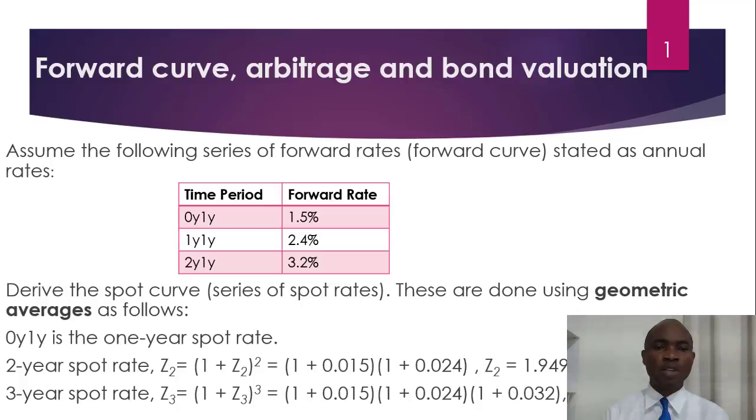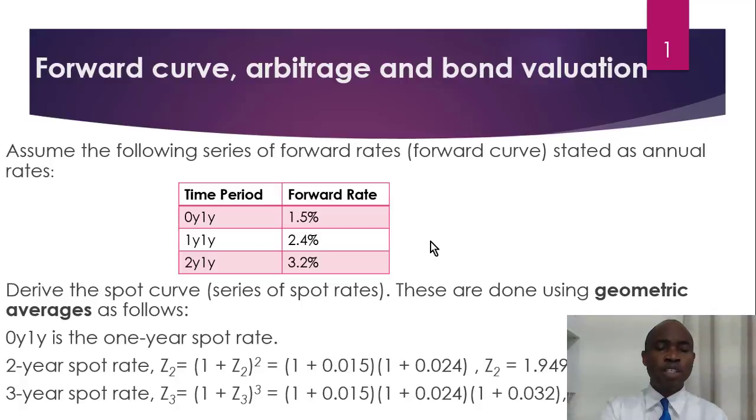Now let's say we have this table on the screen. Now you have the time periods and the forward rate. Here you have the 0 year, 1 year implied forward rate 1.5%, the 1 year, 1 year implied forward rate as 2.4%, the 2 year, 1 year implied forward rate as 3.2%. Now derive the spot curve, the series of spot rates, from this. Now we are going to do this using geometric linking, geometric averages.